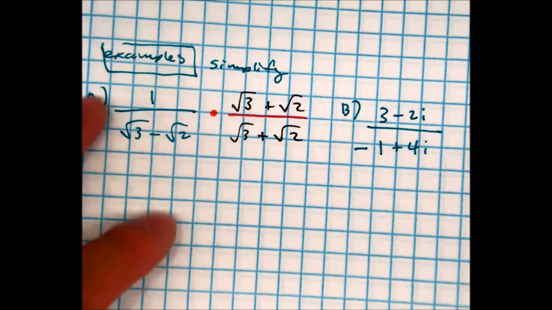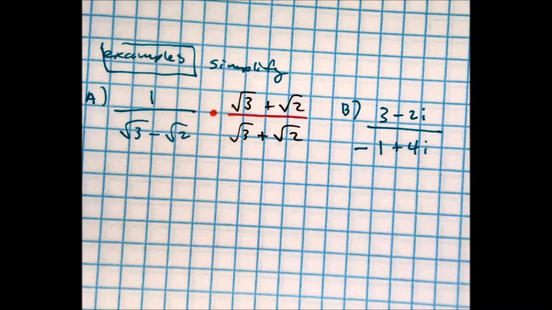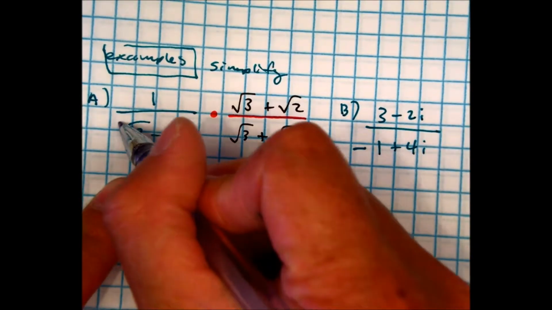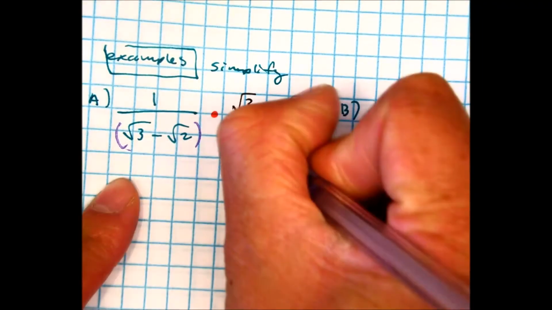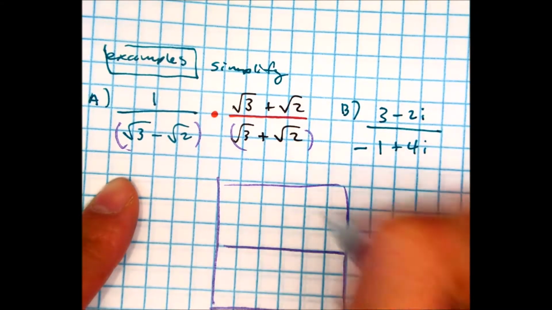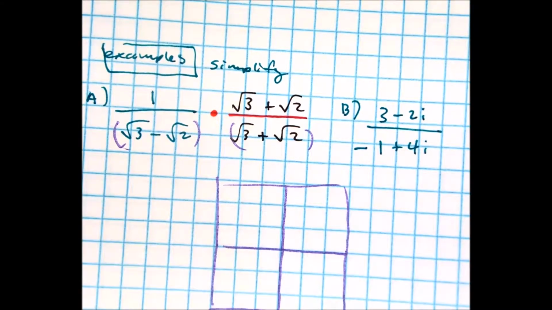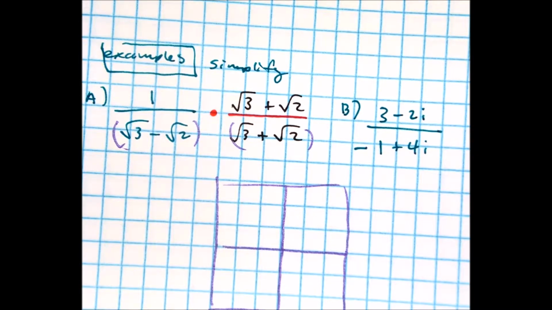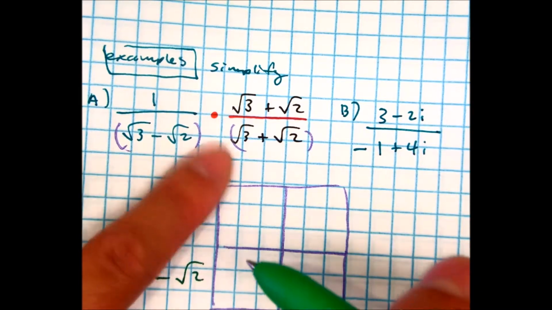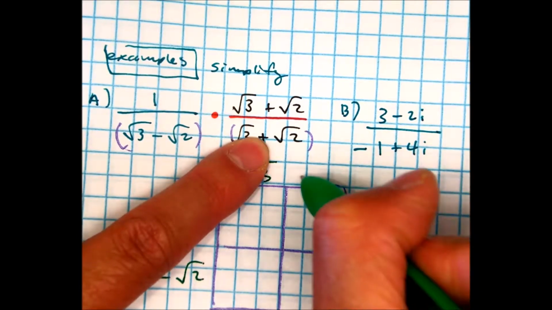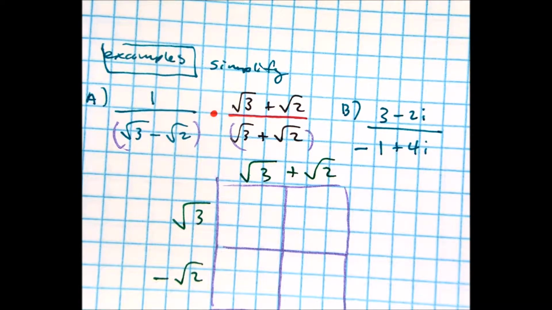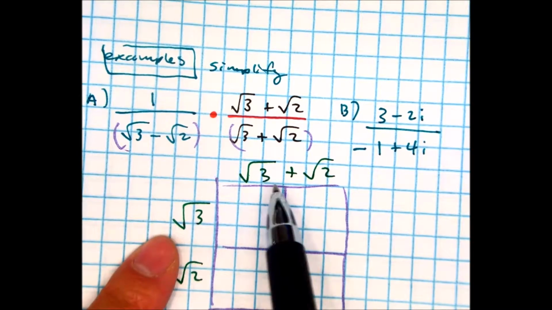And this just leads us to yesterday's problem, right? So now I can just distribute that. And over here I have a binomial times a binomial. So let's make a table. I'm going to have a radical 3 and a negative radical 2. Radical 3, positive radical 2. Let's multiply. We'll simplify later.